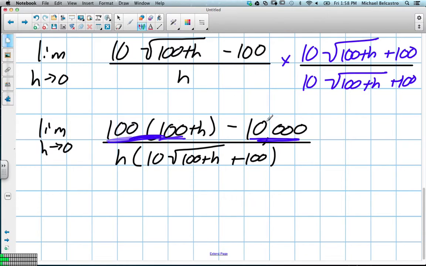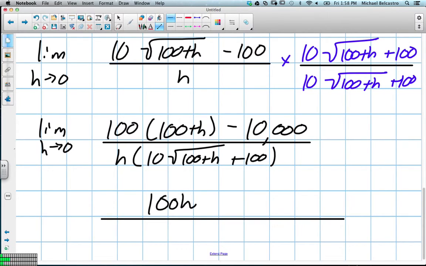What's going to happen? They'll cancel out. What will we only have left on top? Not 100. Oh, yeah, sorry. Yeah, 100h. Thank you. So we only have 100h on top. With our 100h on top, we can then simplify by eliminating the h on both the top and the bottom of this function.